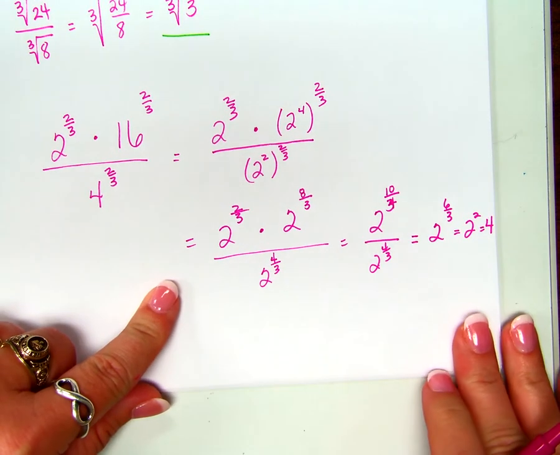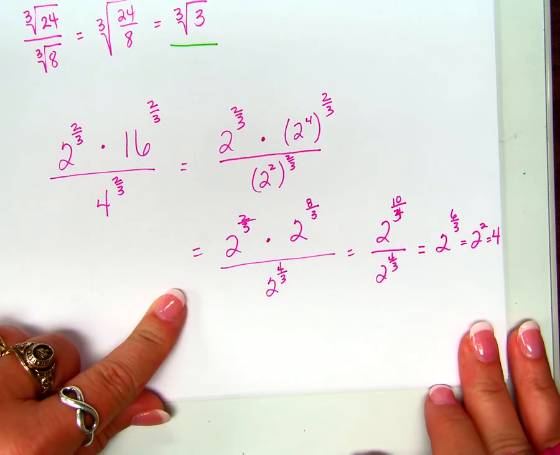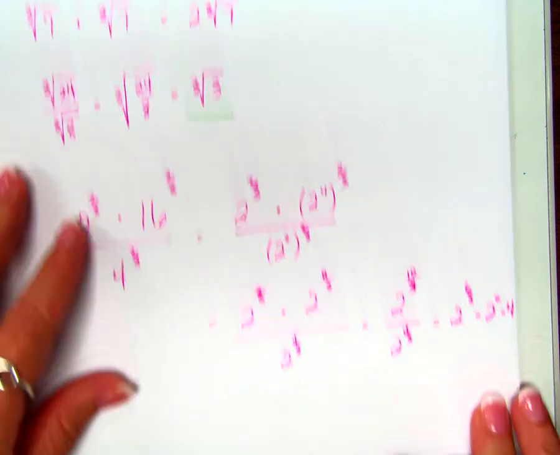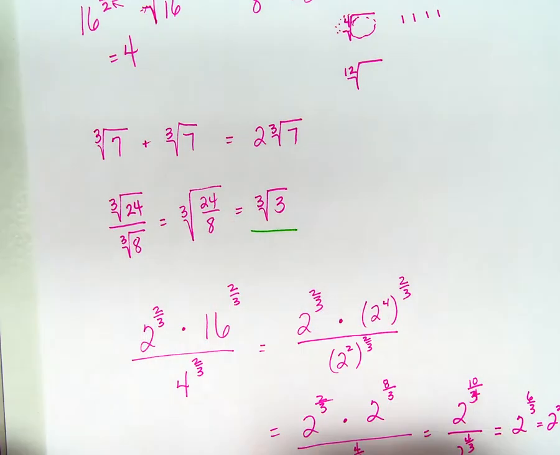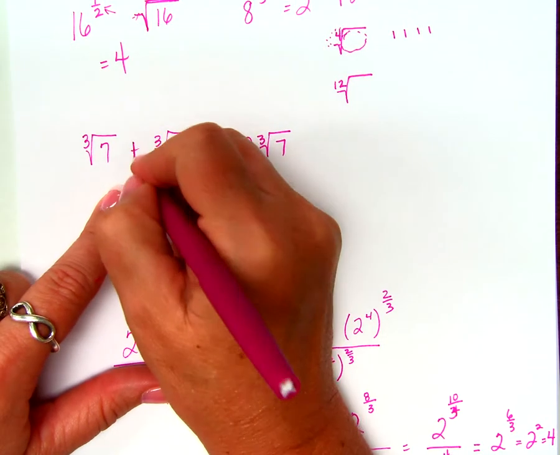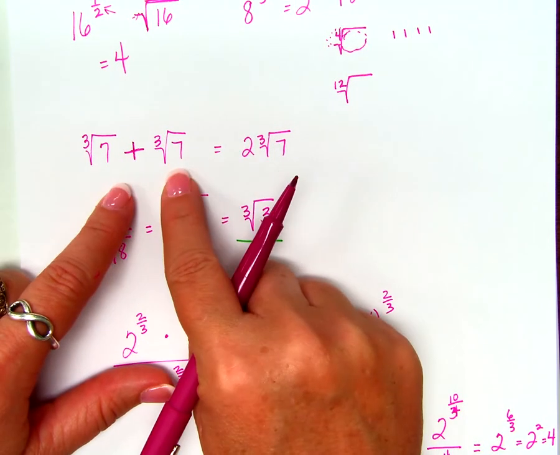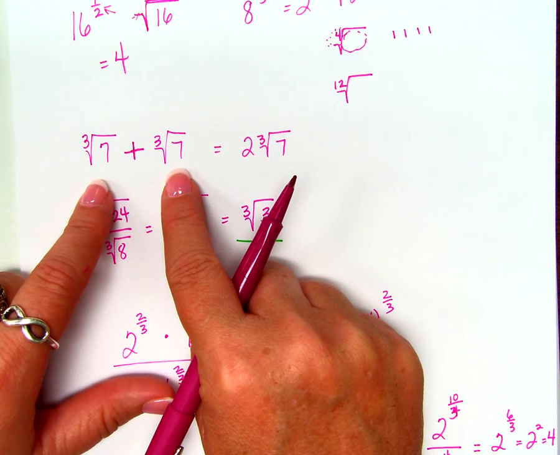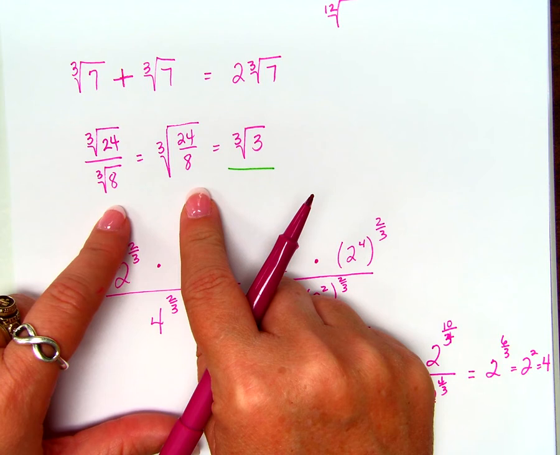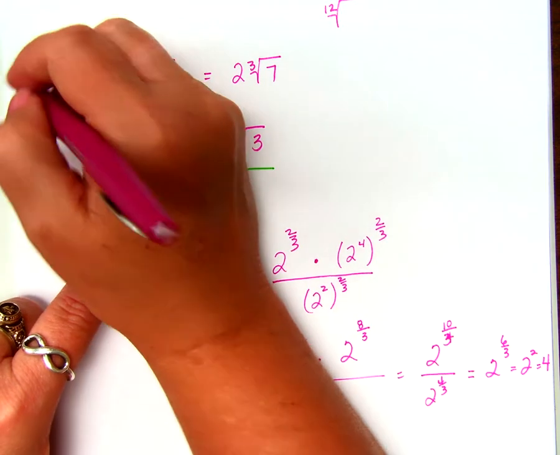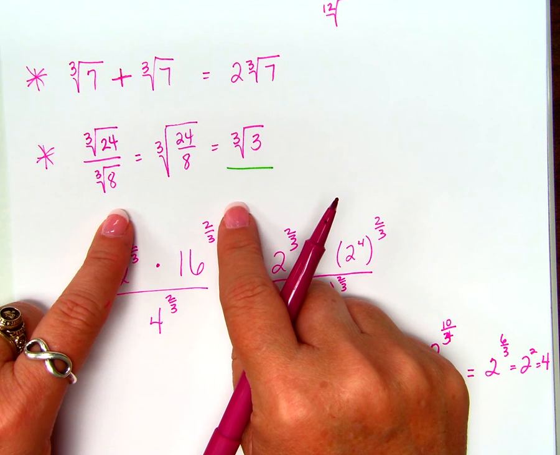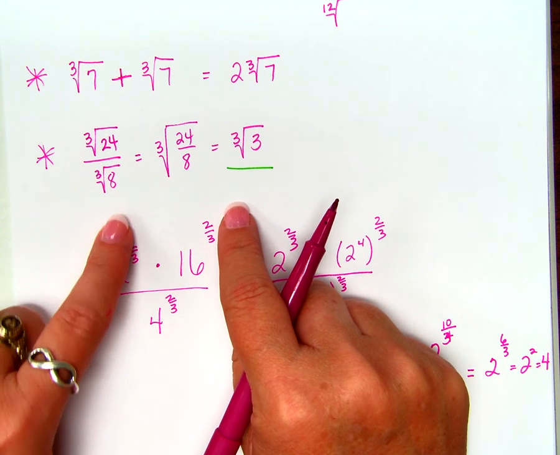Questions? Remember we did the cube root of 7 plus the cube root of 7? Right here? Yes. This is adding. So if I'm adding, this is what you do. And then we got 24 over 8. What else do we have? This was another example. This was a sample example. Oh, I just read it wrong. Sorry. Okay, you're fine. Any questions?